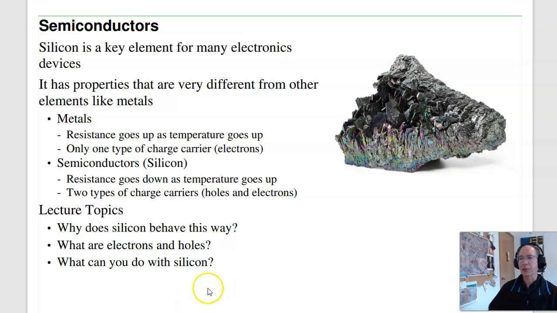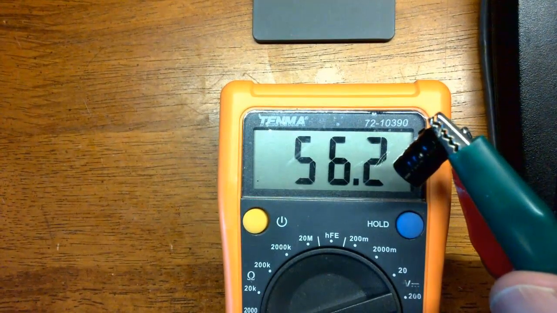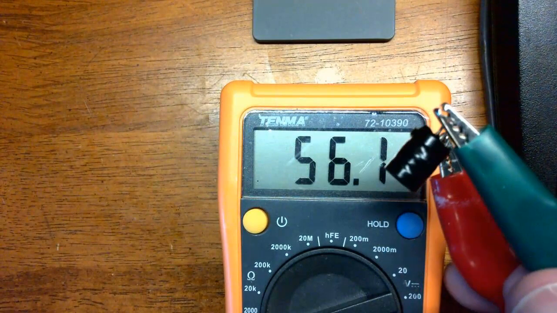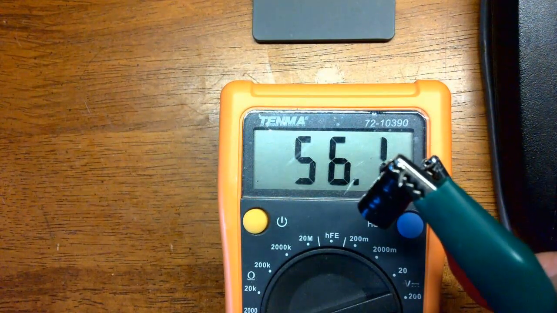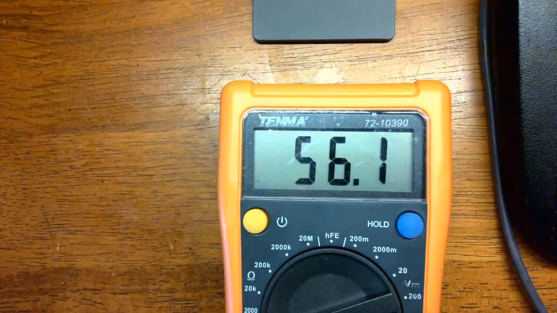For example, here I have an inductor. At DC, an inductor is basically a bunch of copper wire. That's a metal. The DC resistance of the inductor is 56.1 ohms. What happens when I heat the inductor? Well, I've got a hairdryer right here.